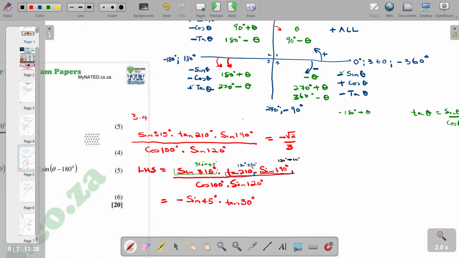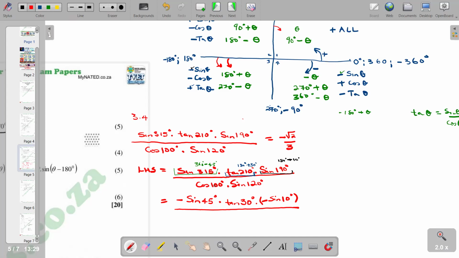Then what's the sign of sine in the third quadrant? We see it's negative there. So already here we are going to put our negative. Will the ratio change or not? It's not going to change because we are dealing with 180. So it's gonna be negative sine 10 degrees. Then we go to the denominator.